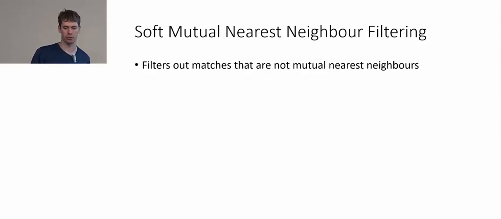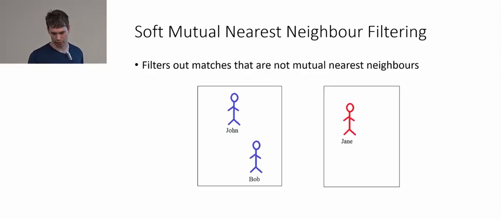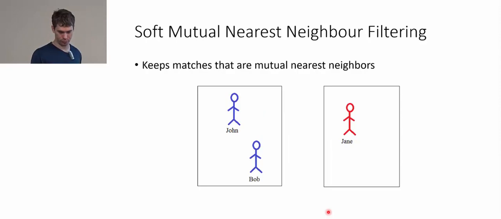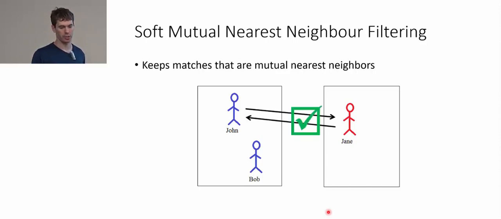Soft mutual nearest neighbor filtering is used to constrain matches to filter out matches that are not mutual nearest neighbors. To help explain what that means, I created another graphic. Suppose we have feature John over here. He has the most in common in the second image with feature Jane. That doesn't necessarily mean that Jane has the most in common with John. Jane might have the most in common with Bob. So we want to filter these kinds of matches out. But if John has the most in common with Jane and vice versa, they're nearest neighbors, and we want to keep these matches.